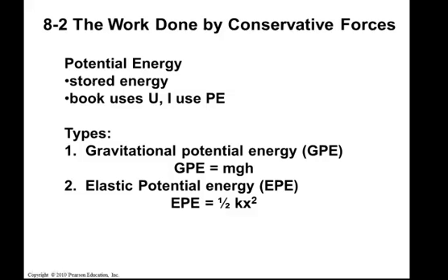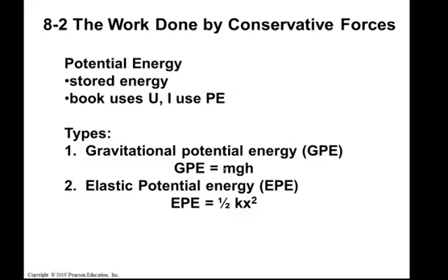When we talk about energy, one of the main ways that we have energy is potential energy. This is energy that's stored. The book uses the symbol U, so in a lot of the pictures they'll have a U. I use PE, standing for potential energy. And there's different types of potential energy that we're going to look at. One is gravitational potential energy, and I use GPE to stand for gravitational potential energy.